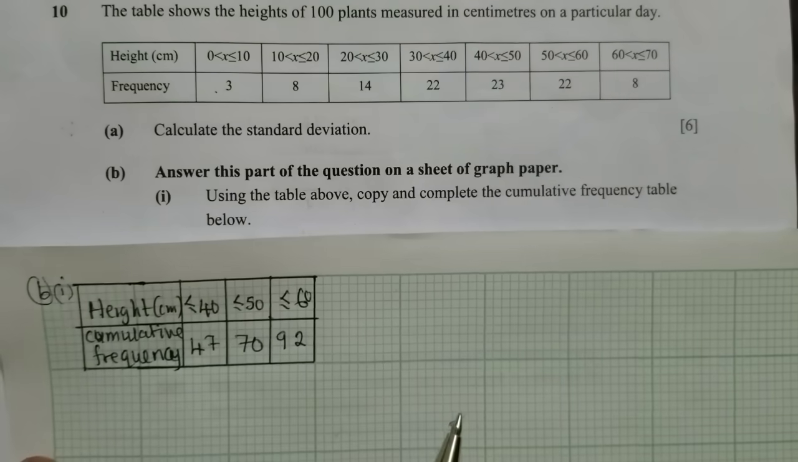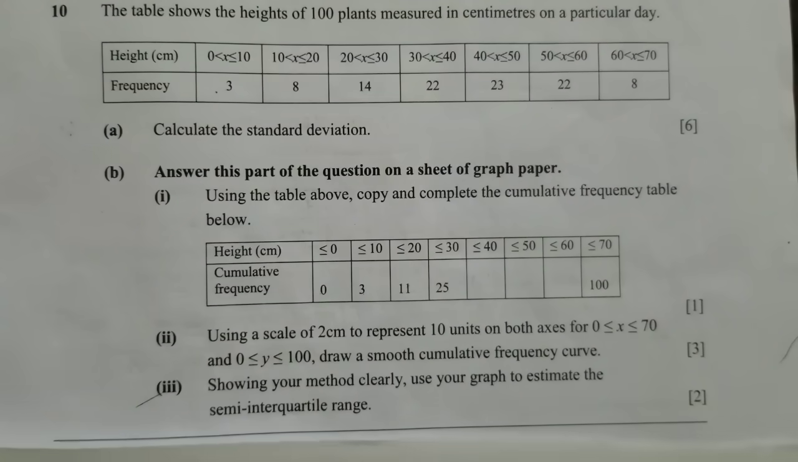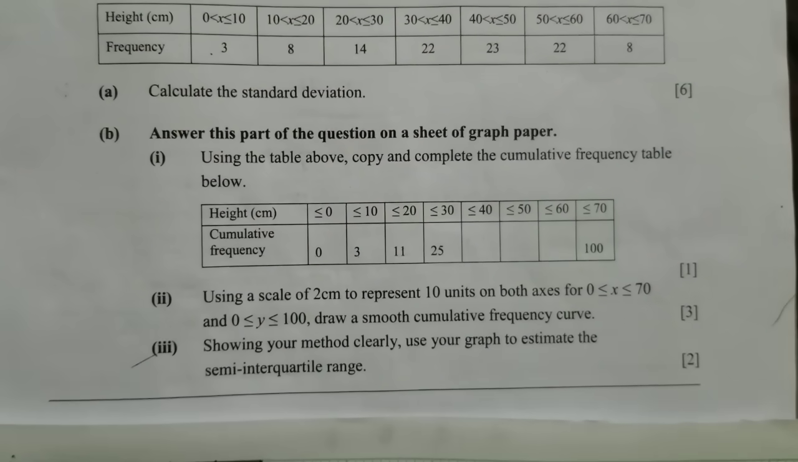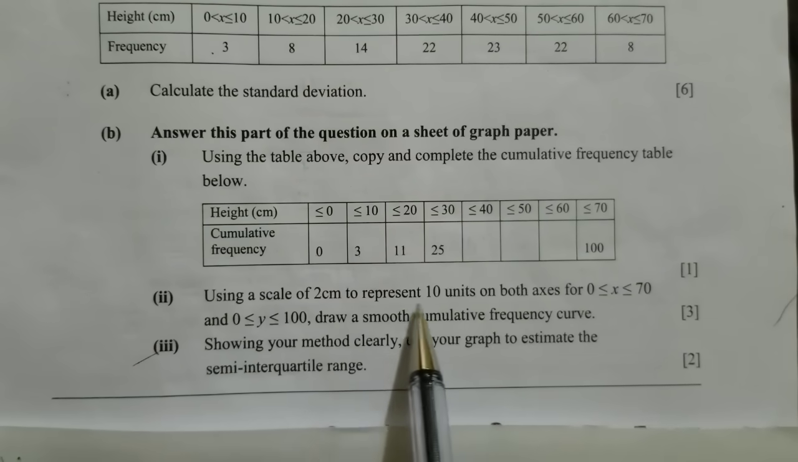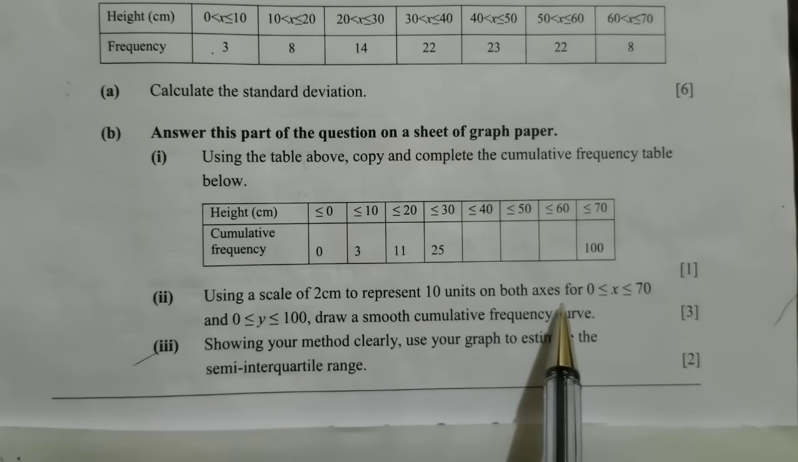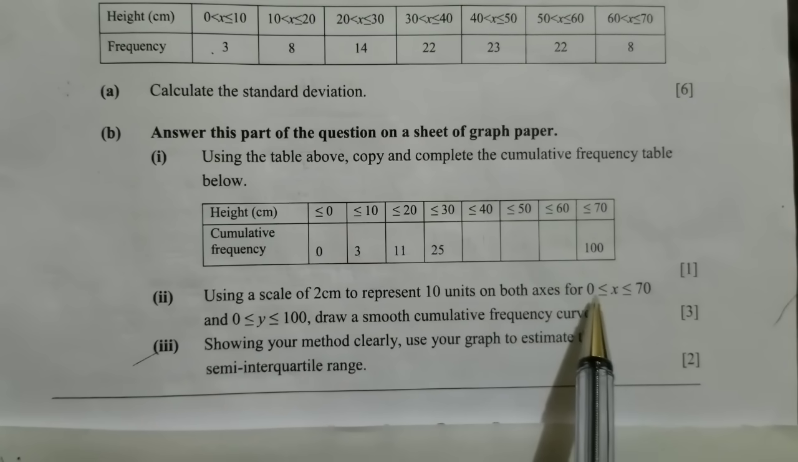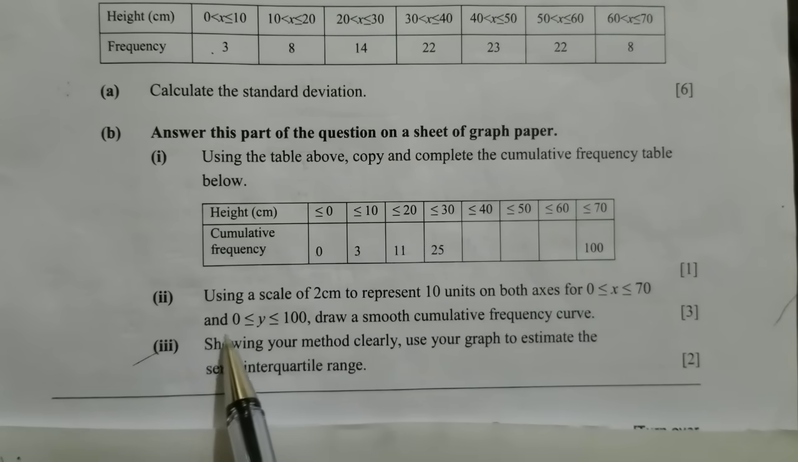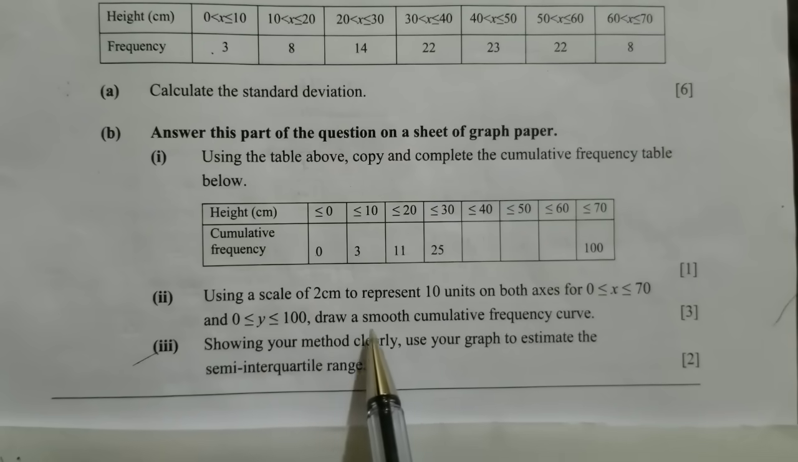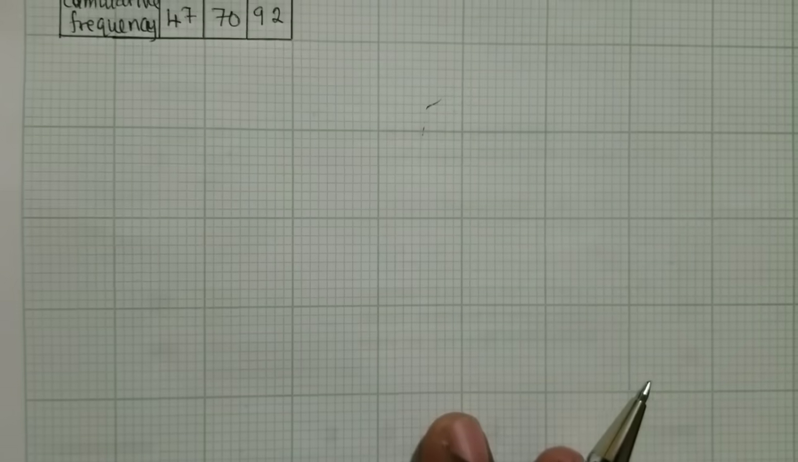Hopefully you can see. Okay, so now after finding this, you come to the next question, which is question 2, where they're saying, using a scale of 2 centimeters to represent 10 units on both axes of 0 is less or equal to x, less or equal to 70, and 0 is less or equal to y, less or equal to 100. Draw a smooth cumulative frequency curve. So we know that when you've got a graph paper, y-axis is like this and x-axis is like this.